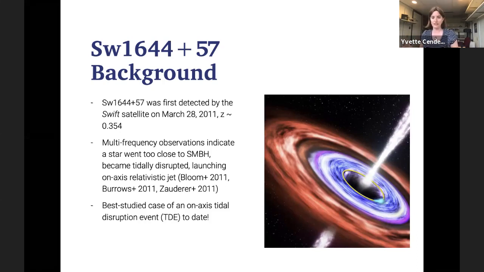It's probably the best studied on-axis, or it is the best studied on-axis TDE. And we still don't really know what caused the jets. Nobody really predicted that jets would happen. And maybe only 1% of TDEs have these relativistic jets. We don't really know the situation there.